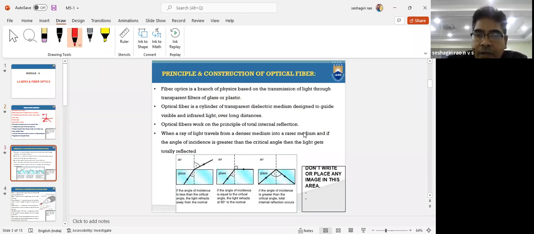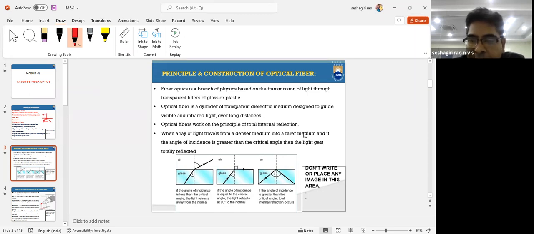Now let us see. Fiber optics, we'll see some of the fundamentals and some history. Fiber optics is a branch of physics based on the transmission of light through transparent fibers of glass or plastic, right? An optical fiber is a cylindrical transparent dielectric medium designed to guide visible and infrared light over long distances. So optical fibers work on the principle of total internal reflection.